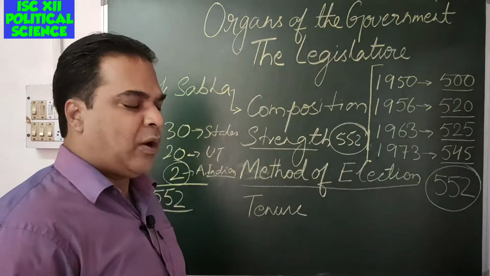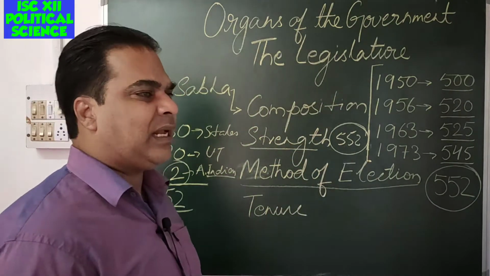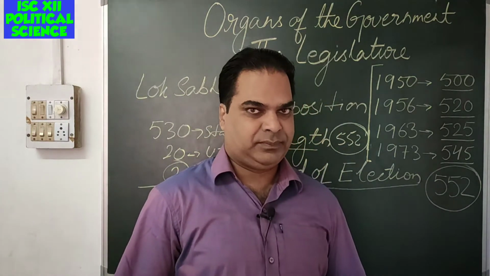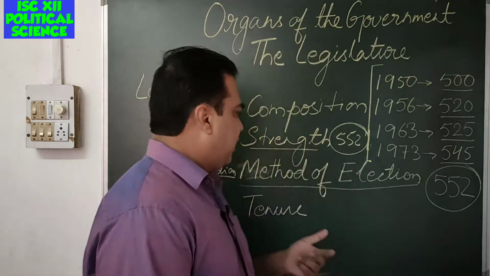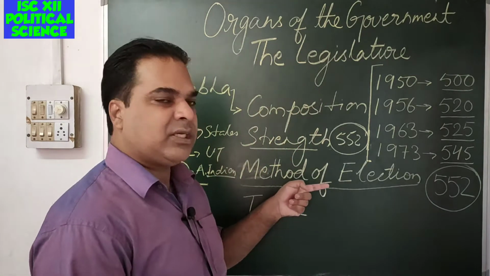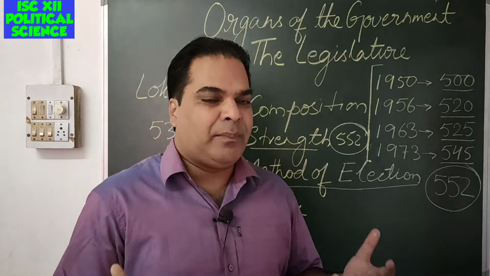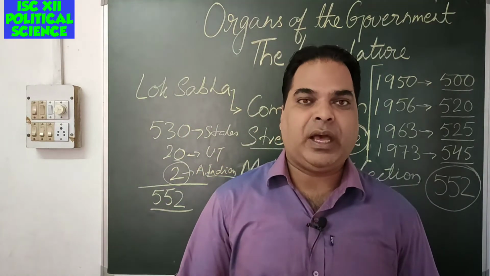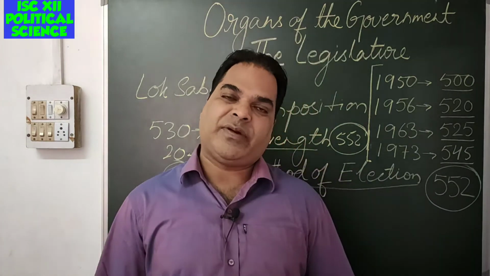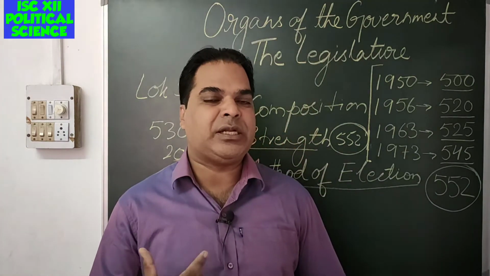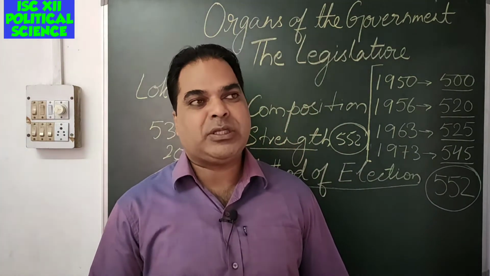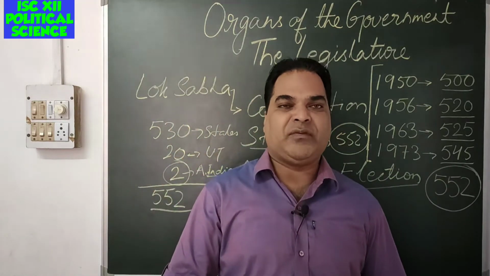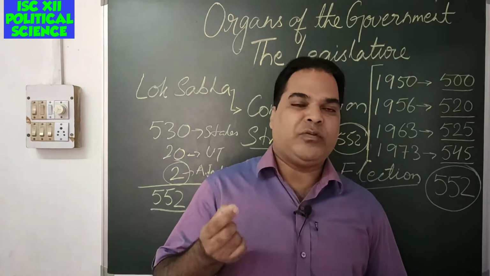How are the elections conducted? You know that the members of Lok Sabha are elected directly by the people. So simple. If you are asked what is the method of election to the Lok Sabha, then simple: the members of Lok Sabha are elected directly by the people of India through universal adult franchise. That means a person who has attained the age of 18 onward and whose name is registered in the voter list is entitled to vote.